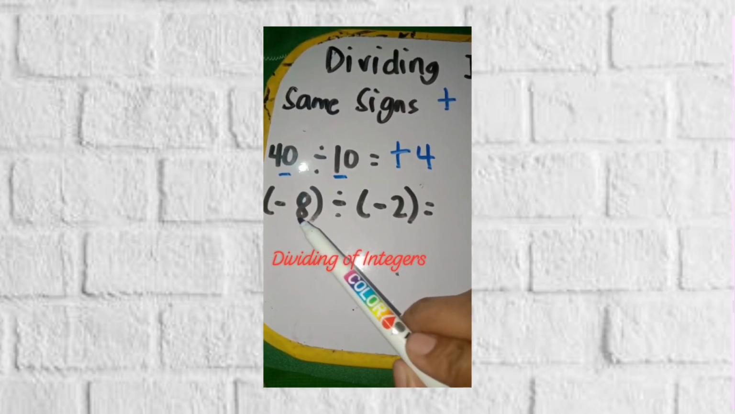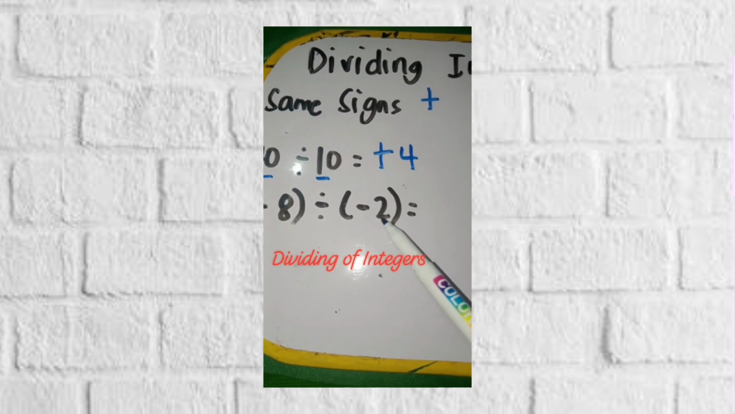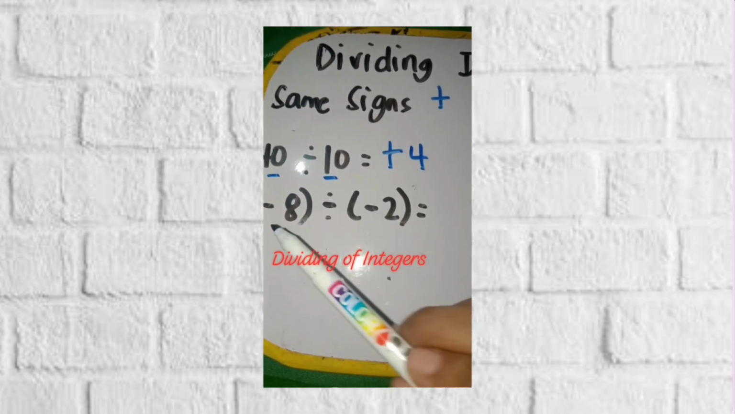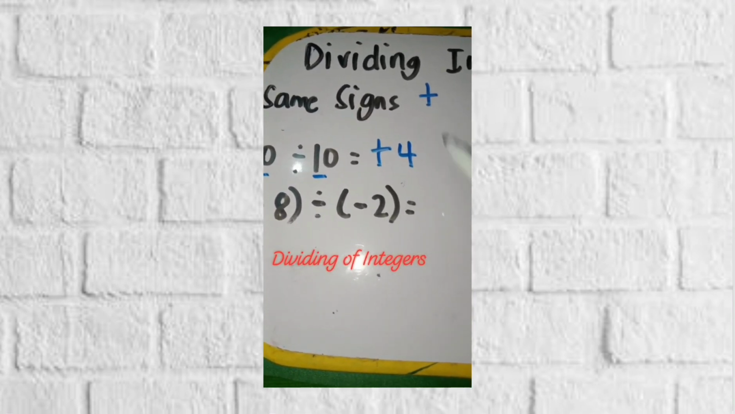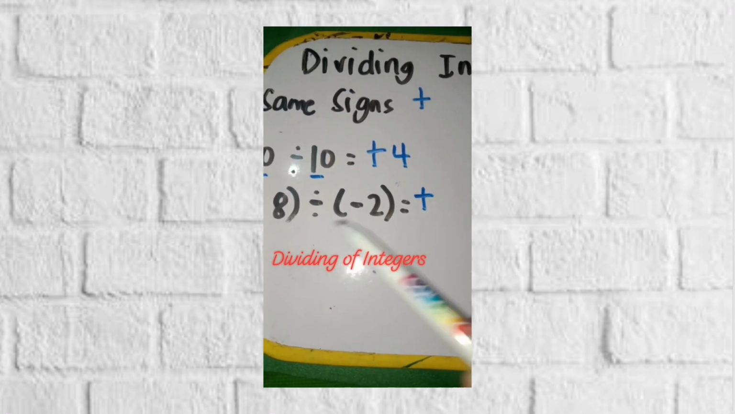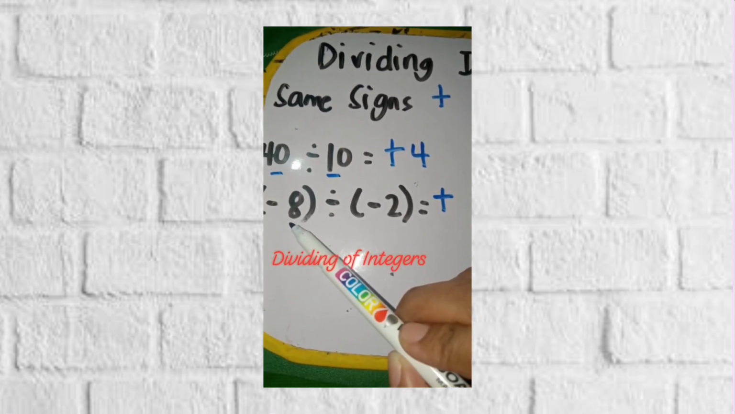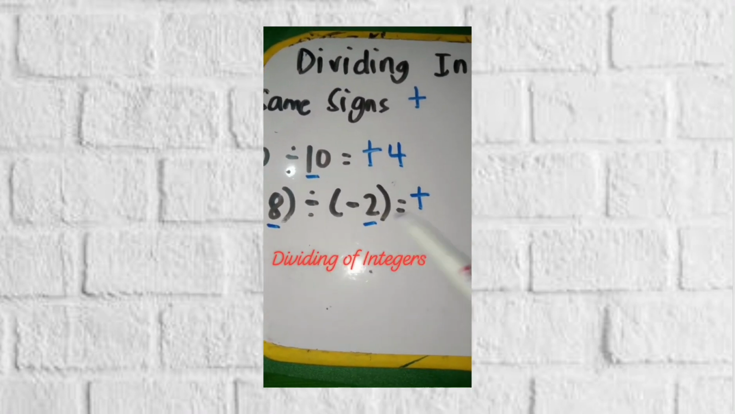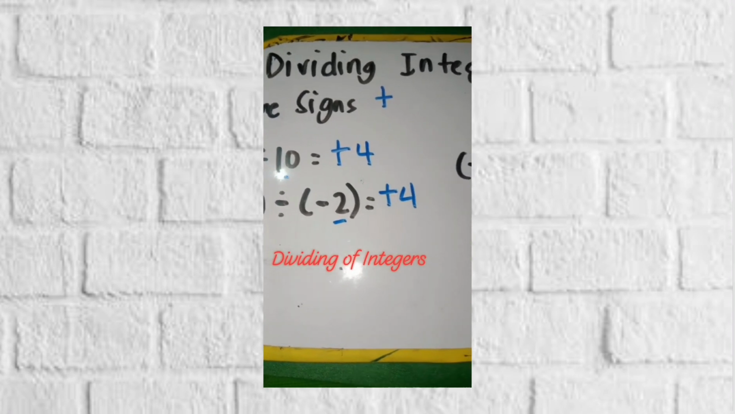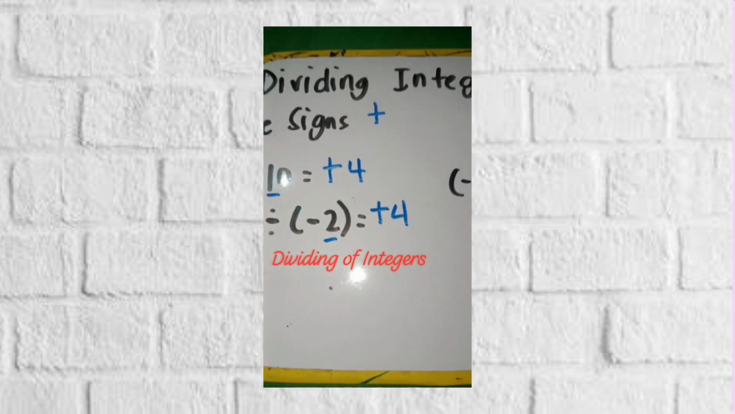Another one is negative 8 divided by negative 2. So, they have the same negative signs, so affix the positive sign and then divide their absolute values. 8 divided by 2 is 4. So, the answer is positive 4.